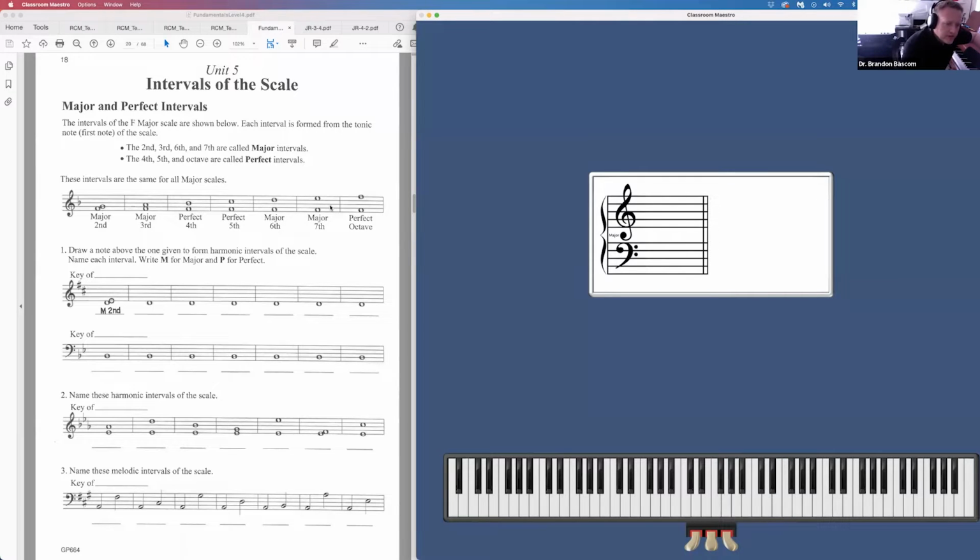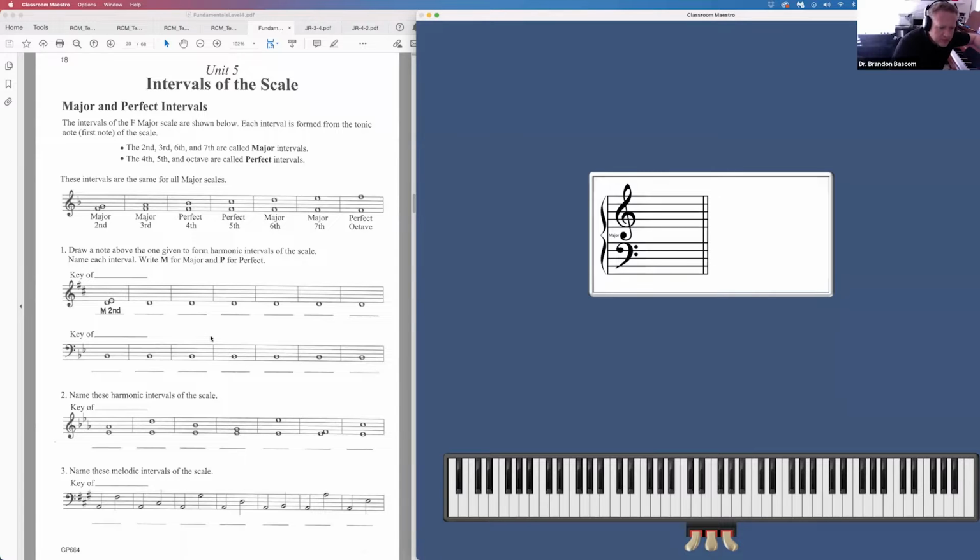So they're wanting us to write this out for 2 additional keys. We're going to identify these keys with the key signature that they've given us. And then we're going to write out all the major and perfect intervals for that scale.